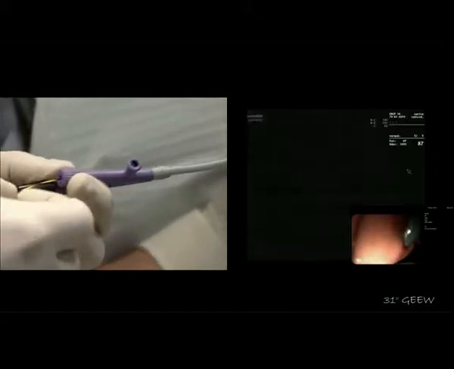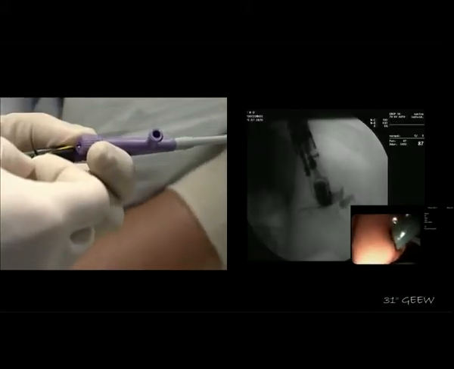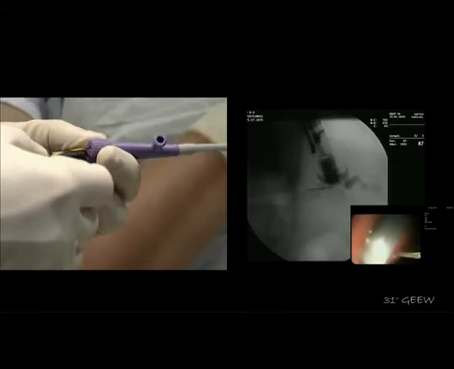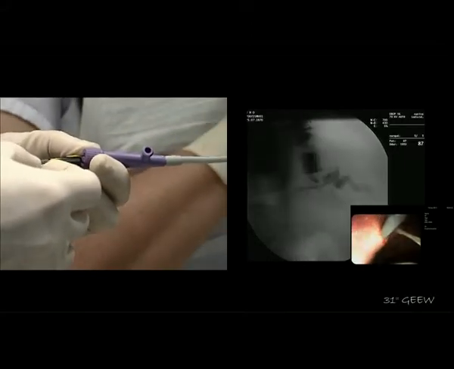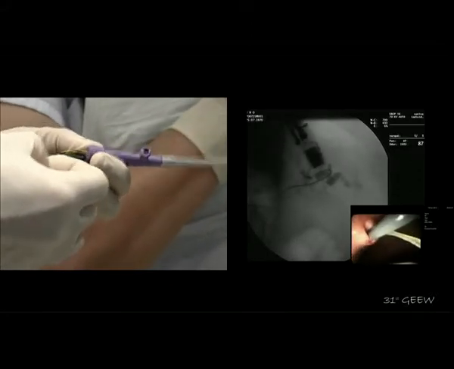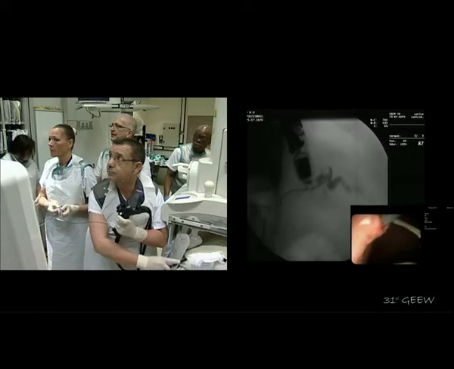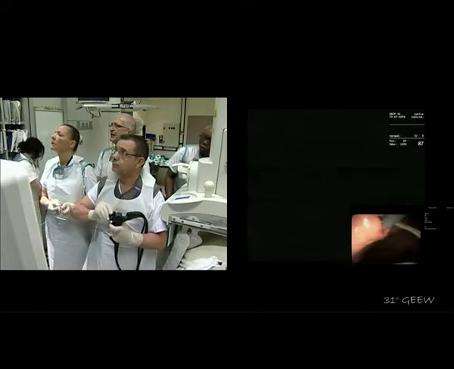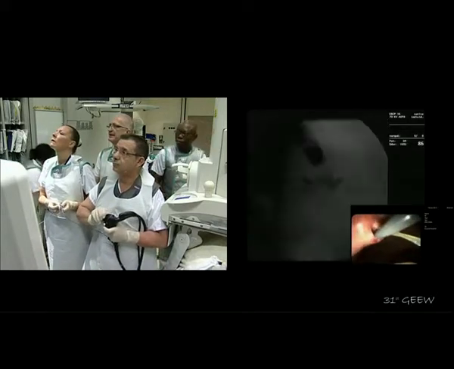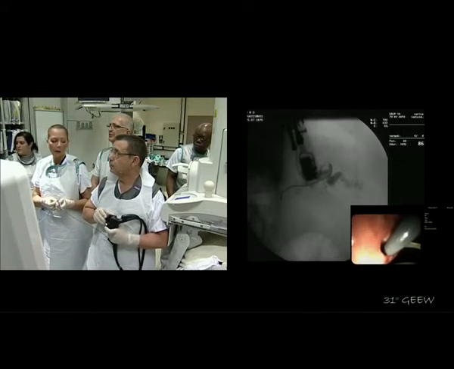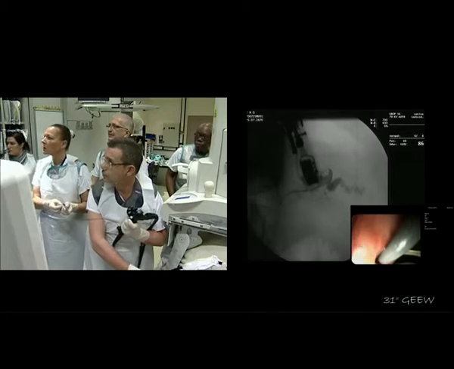X-ray. Okay, because your position is not the same anymore, and the risk is to have a loop towards the retroperitoneum. You see your catheter is going in the wrong direction now. Yeah. So I think that we must keep the wire in place, because the risk is to loop into the retroperitoneum.